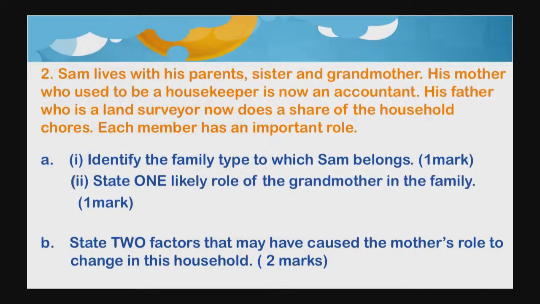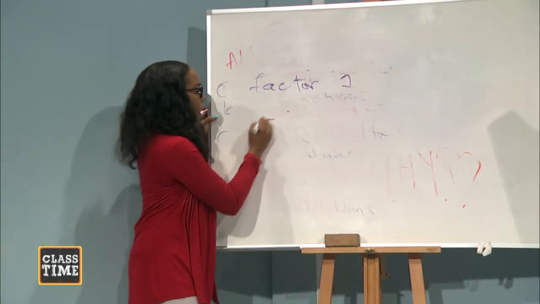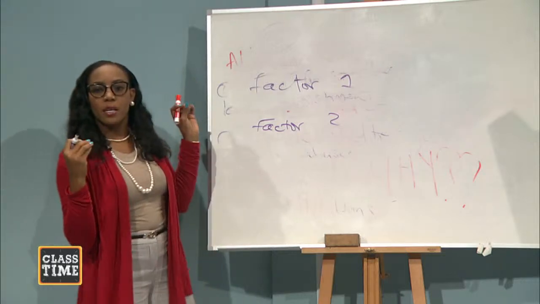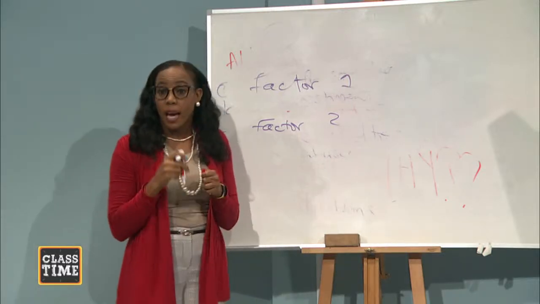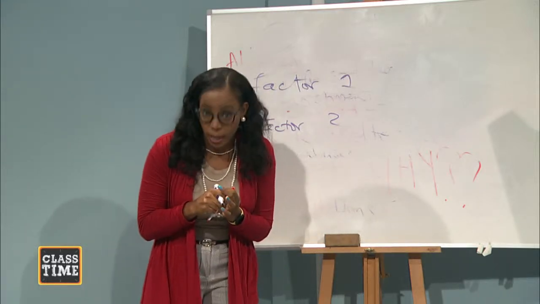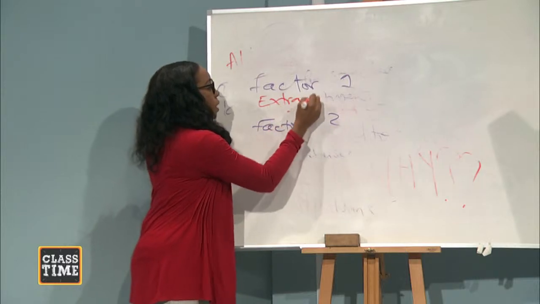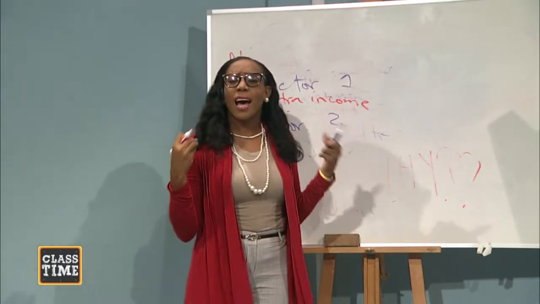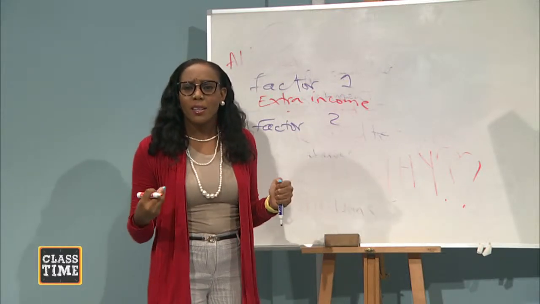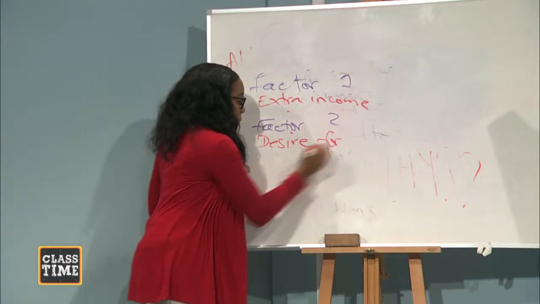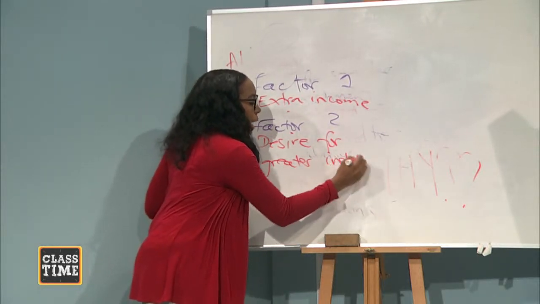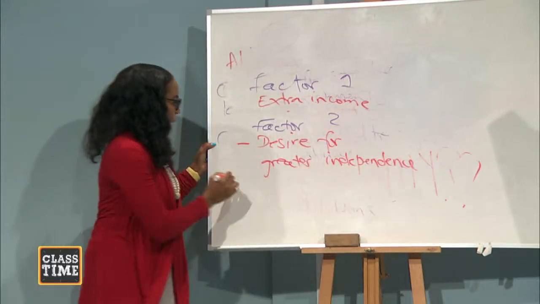All right, the next one, state 2 factors that may have caused the mother's role to change in the household. Now, in writing this, you would have to say factor 1. CSEC would give you that. Factor 1, factor 2. In writing your factors, you would have to make sure that you say, all right, one of the reasons it could have changed is that the household now needed extra income. Extra income, and you would write that. All right? Another reason is that the woman perhaps desired to be more independent, perhaps desired to be more educated, and that could have caused a change in the role. Desire for greater independence, right? Independence. Oh, wow, proud of me, I spelled that right. Greater independence or education.